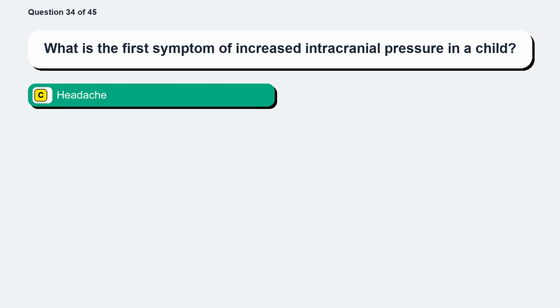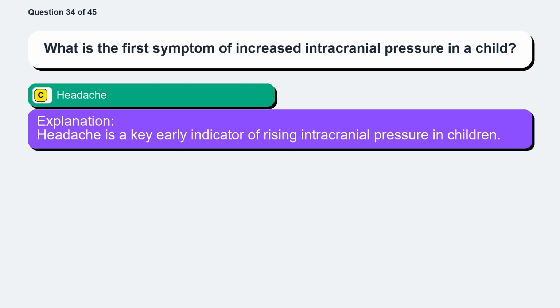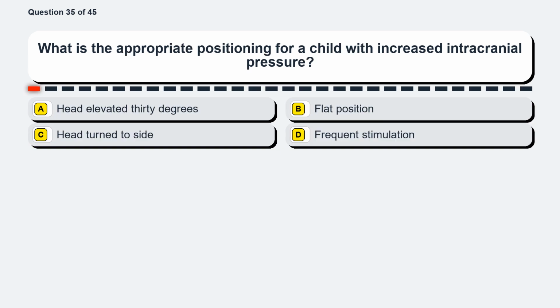The correct answer is option C. Headache. Headache is a key early indicator of rising intracranial pressure in children. Question 35. What is the appropriate positioning for a child with increased intracranial pressure? Option A, head elevated 30 degrees. Option B, flat position. Option C, head turned to side. Option D, frequent stimulation.